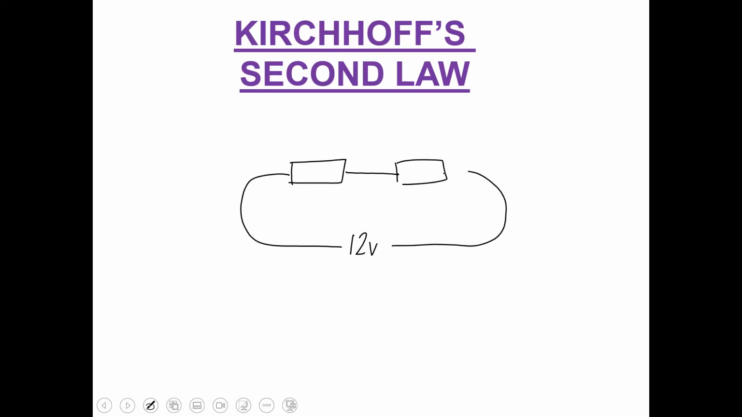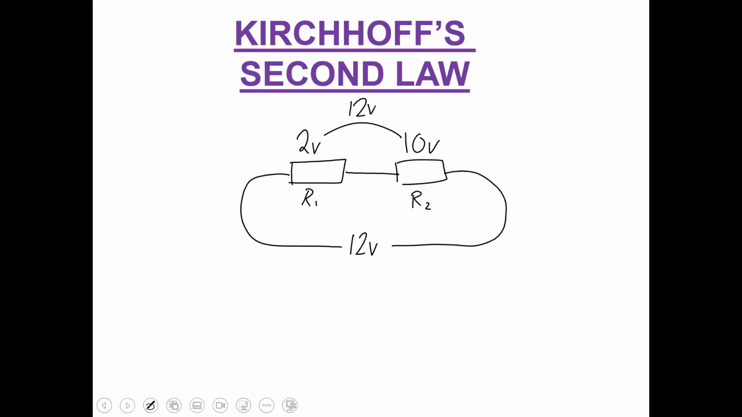Kirchhoff's second law is a basic law of energy conservation. Consider that you have two resistors connected like this, R1 and R2, in a circuit of 12 volt. Suppose that one is getting 2 volt and the other is getting 10 volt. If you add them, the total comes to 12 volt. This is called Kirchhoff's second law. It's a very simple law.